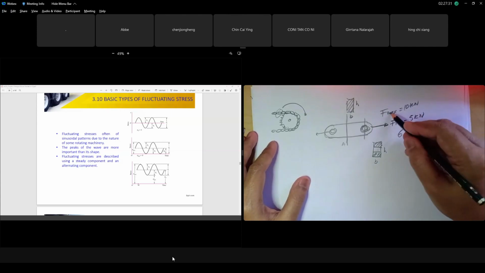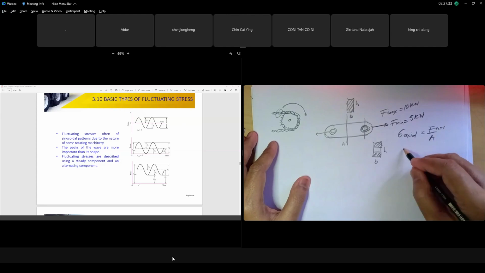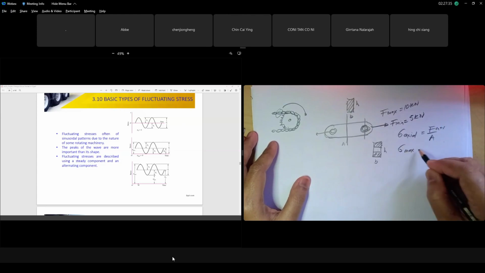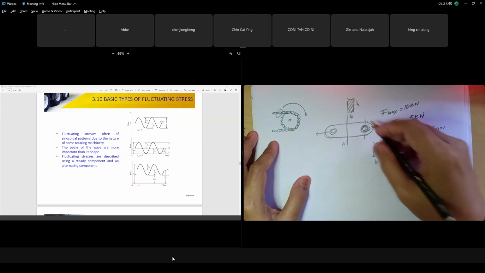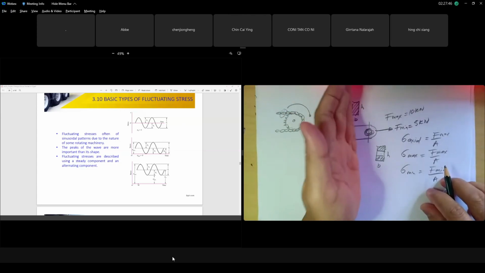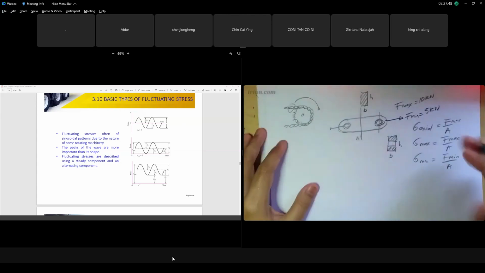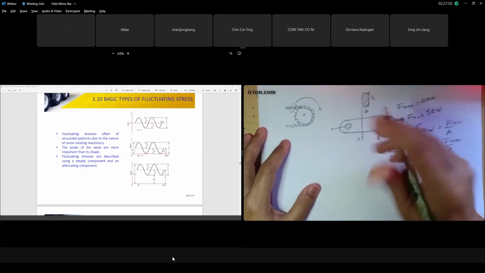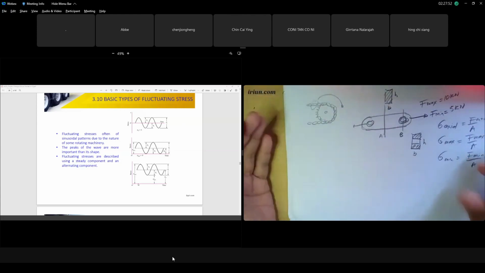Sorry, BH, that is stress. For axial, since we have F maximum, we have sigma max: axial max is F maximum over your cross-section area. And your minimum, we have sigma min, which is your F minimum over your cross-section area. In the real case the section is not constant, but I just want to explain to you. So this is kind of like fatigue loading also.